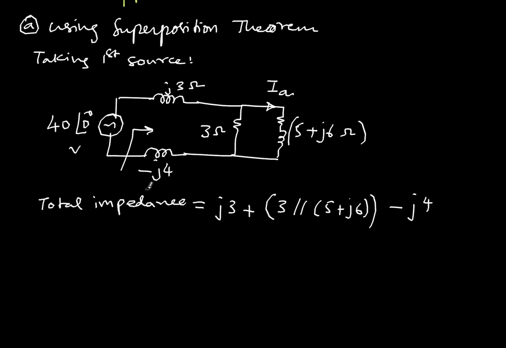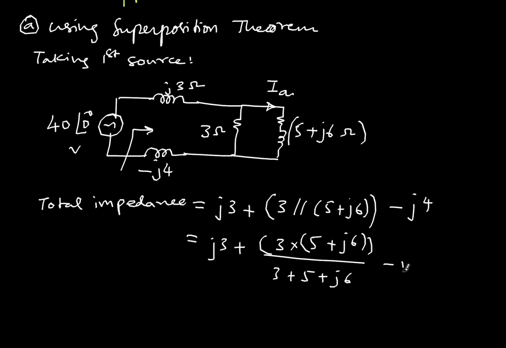Again, it is series. So what is the parallel combination of 3 and 5 plus J6? It's nothing but 3 into 5 plus J6, divided by 3 plus 5 plus J6. So the total is J3 plus 3 into 5 plus J6 over 3 plus 5 plus J6, and then minus J4, just like your DC circuits. This will give me the total impedance.